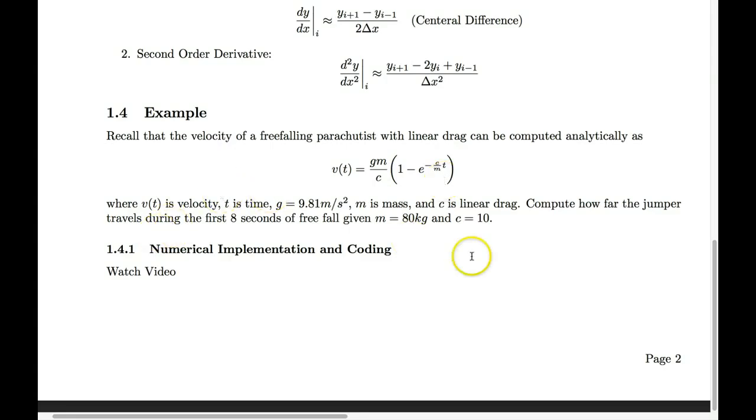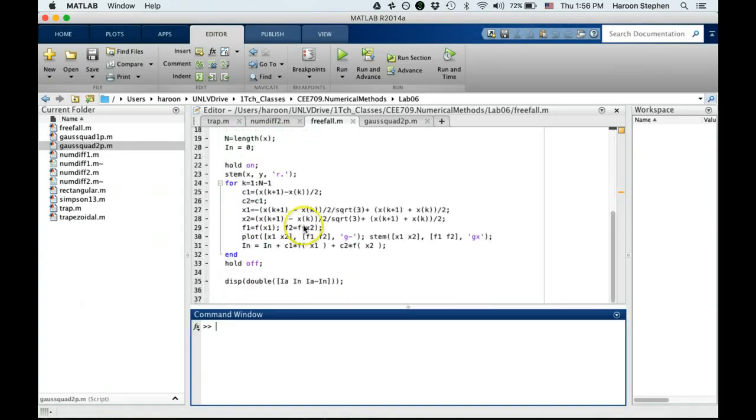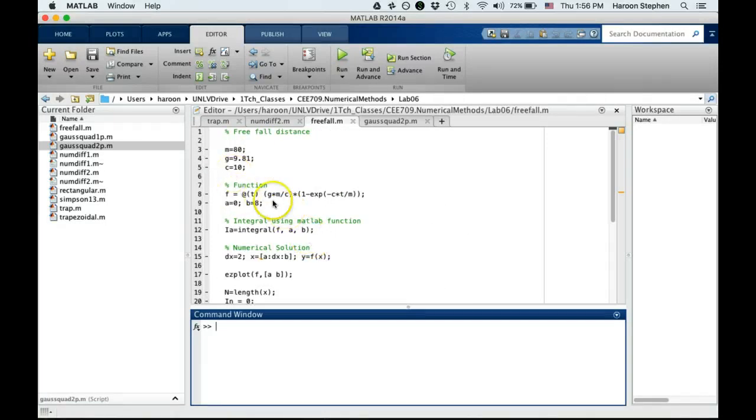So in this case, the question is how far the jumper has fallen after 8 seconds. So the answer to that question would be the integral of velocity from 0 to 8. And we can do an implementation using numerical methods, just like we did in the examples. But in this case, I will use Simpson methods to do that.